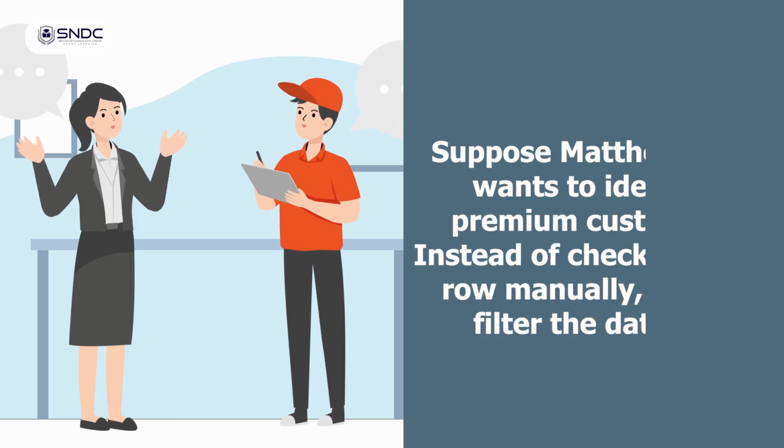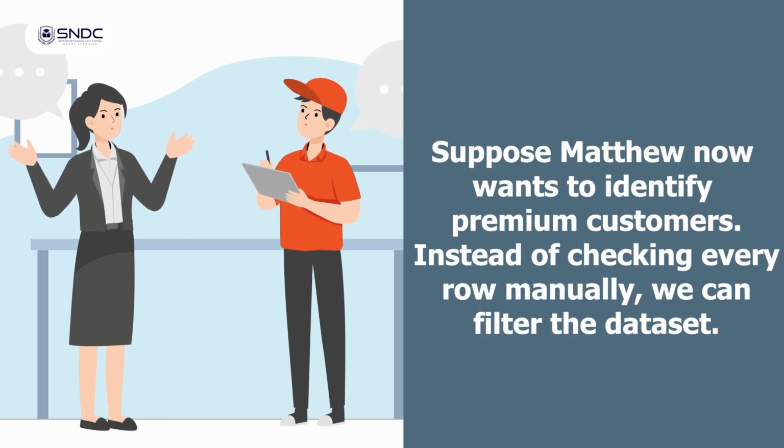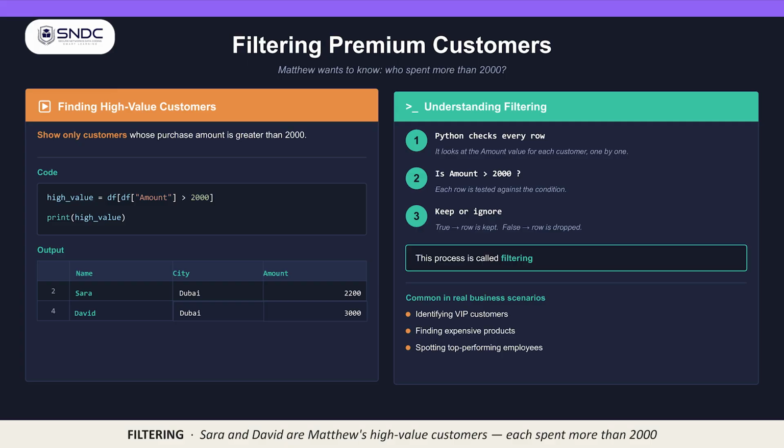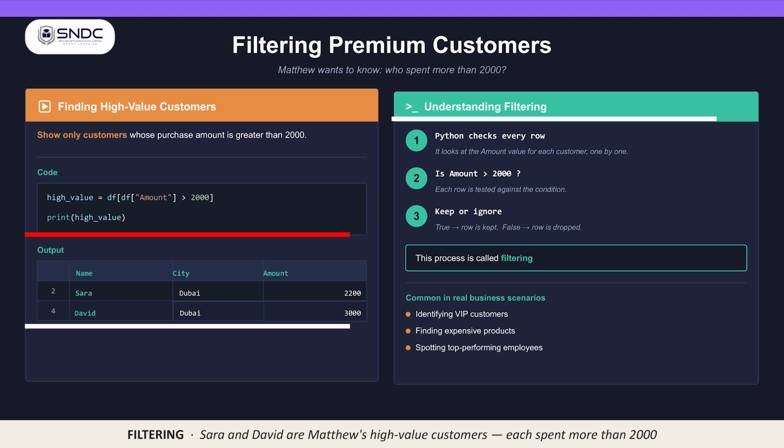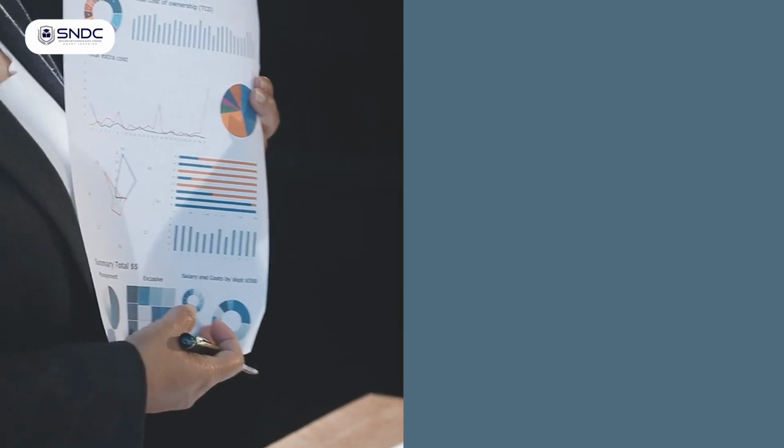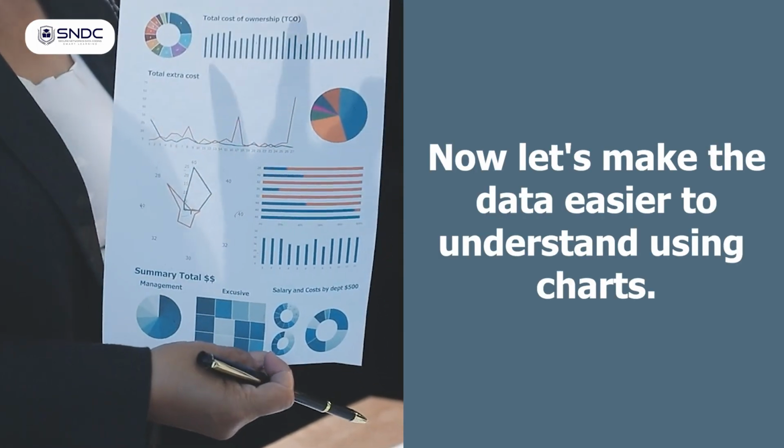Suppose Matthew now wants to identify premium customers. Instead of checking every row manually, we can filter the dataset. We'll display only those customers whose purchase amount is greater than 2,000. The result shows that Sarah and David are high-value customers. Filtering data like this is extremely common in real business scenarios, whether it's identifying VIP customers, expensive products, or top-performing employees.